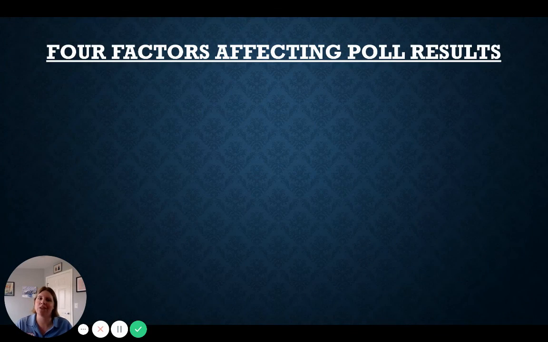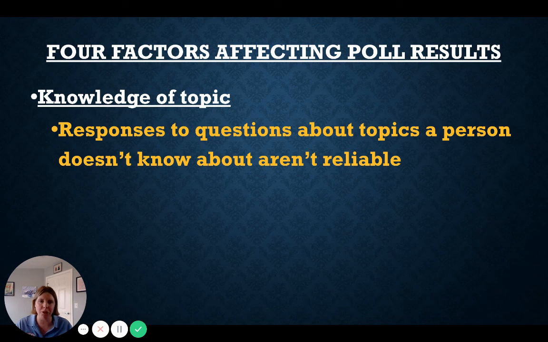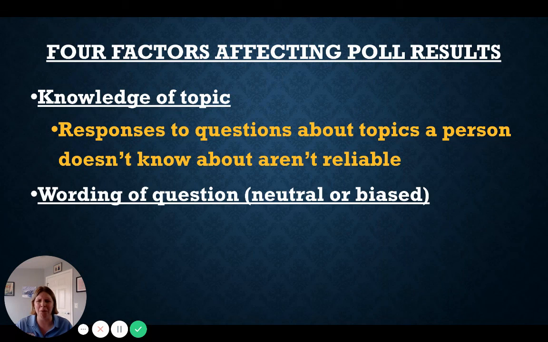So what are the 4 factors affecting poll results? The knowledge of the topic. If you're not knowledgeable on a topic, then definitely it can affect the results or the measurement. Responses to questions about a topic a person doesn't know about really aren't reliable.